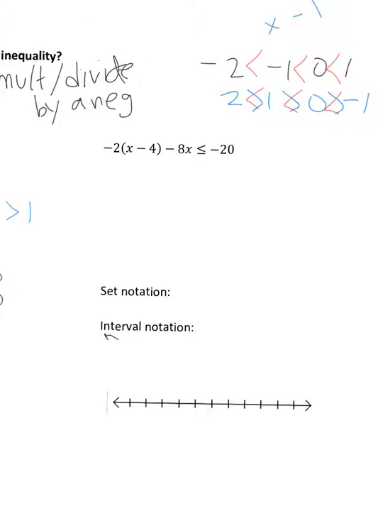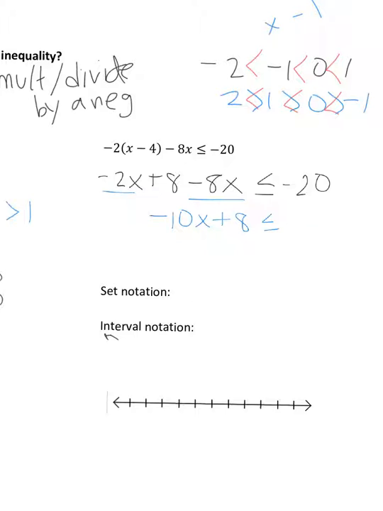So let's look at this one. I'm going to solve the inequality, do the distributive property, combine like terms, add 8 to each side, divide both sides by 10.